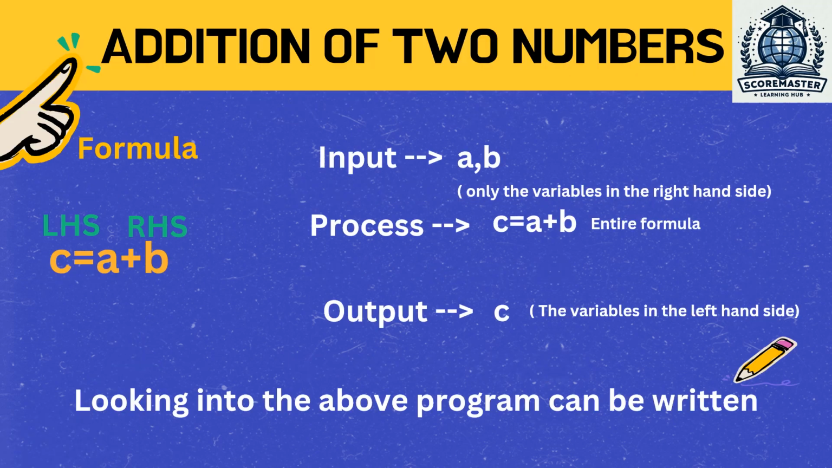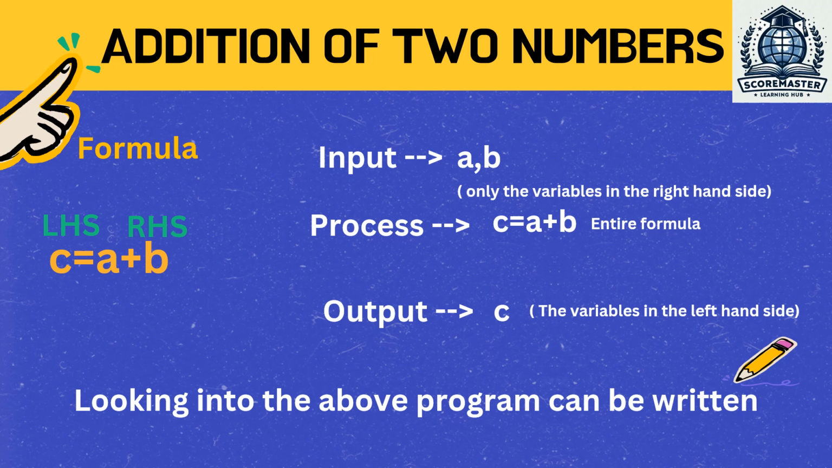Our first program is addition of two numbers. So the first step is you have to write the formula C = A + B. Divide the formula into LHS and RHS. Whatever variable, alphabet or word comes in RHS except number and operator will be the input. The LHS variable is the output. The entire formula will be the process. Here input will be A and B, process will be A + B, output will be C.